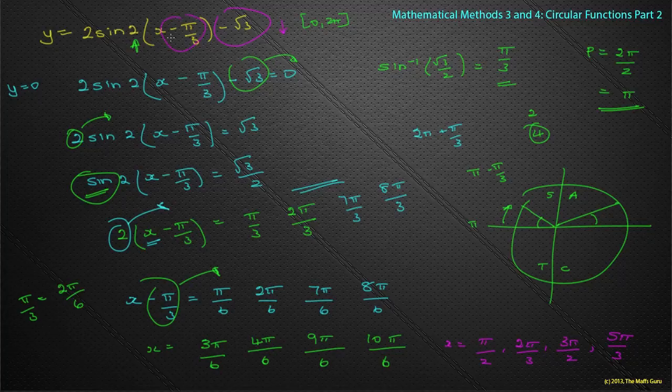It would move that way by pi on 3. It would be squished by a half, and it would have an amplitude of 2, right? So you should now be able to find out your ranges and your maximums and minimums and have a pretty good idea of what this graph is going to look like. Well, that's the algebra for this section pretty much finished.